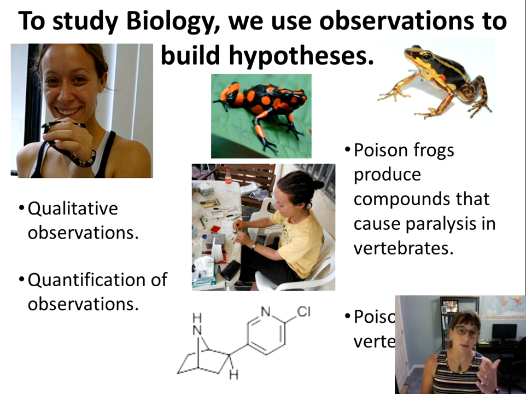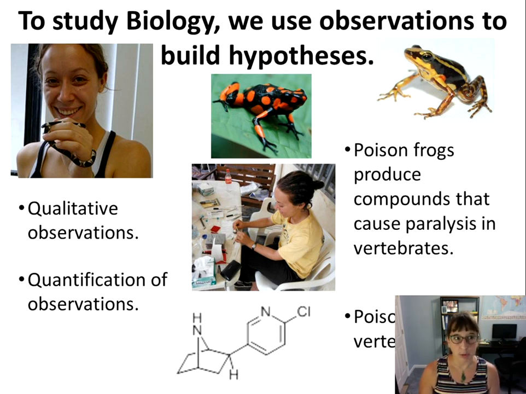For example, the frog in the middle of this picture has red spots. That's qualitative. But if we were to go in and measure how much red is coming out of that frog, that would be quantifying the observation by measuring how much of a certain thing you have. In this example that I have up here, this is Dr. Rebecca Tarvin.